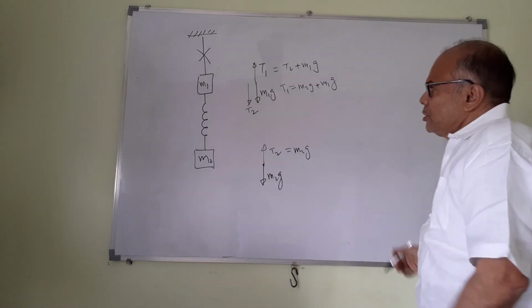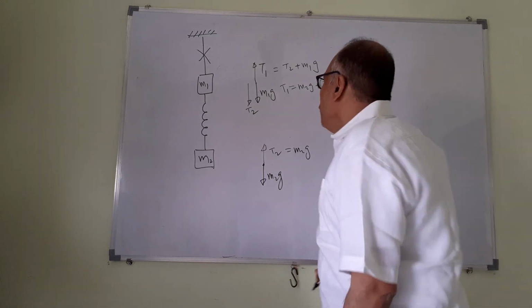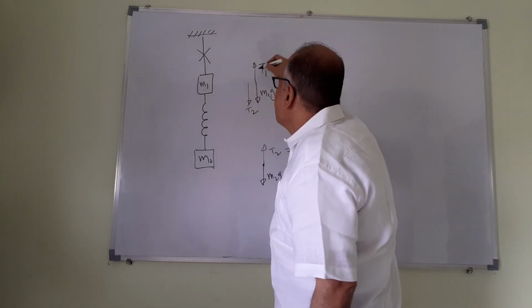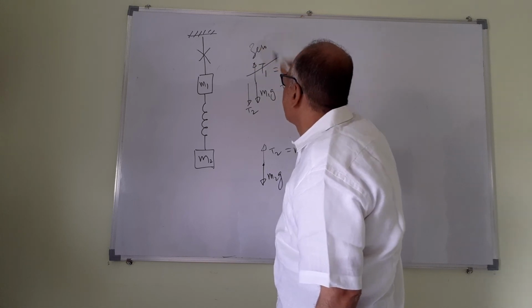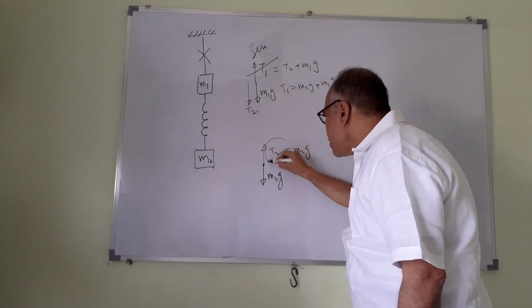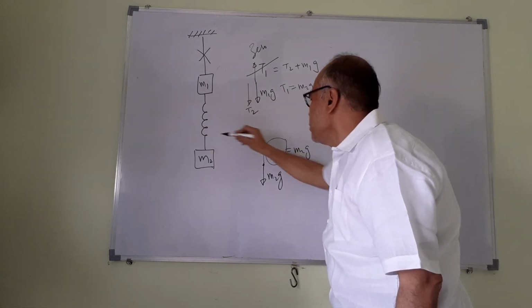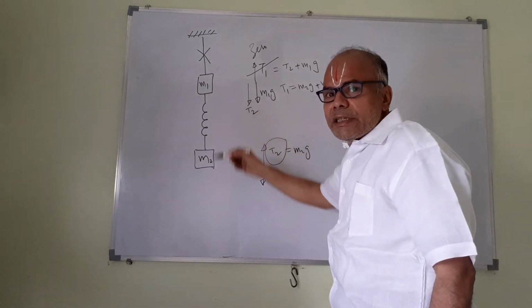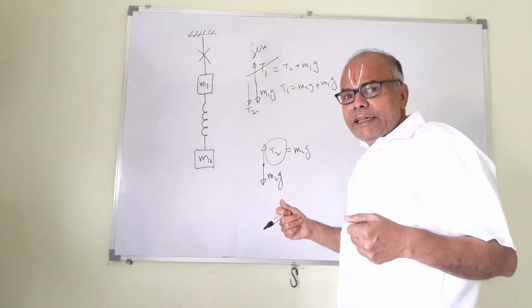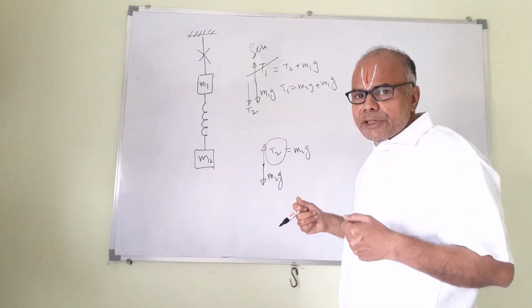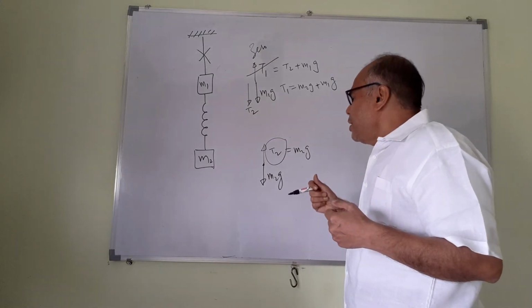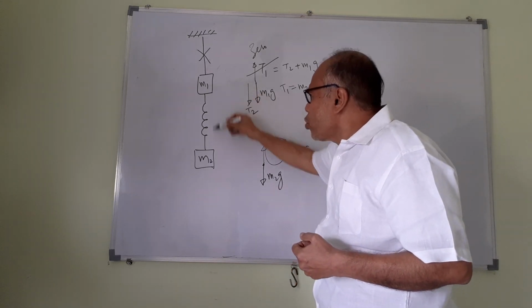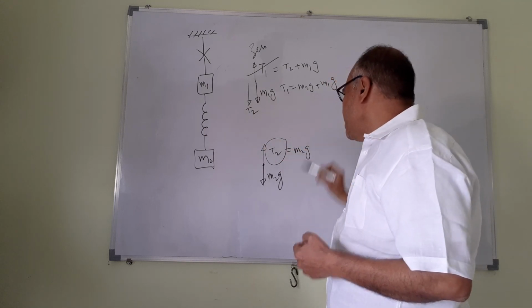This is how the situation is before you cut it. When you cut it, what happens is this tension in the string immediately becomes 0. But this tension T2 of the spring does not become 0. It does not become 0 because, as we said, the spring is already in an extended state and it takes time to change its distortion, get compressed and reduce the forces. So because it is slow, T2 is still m2g.